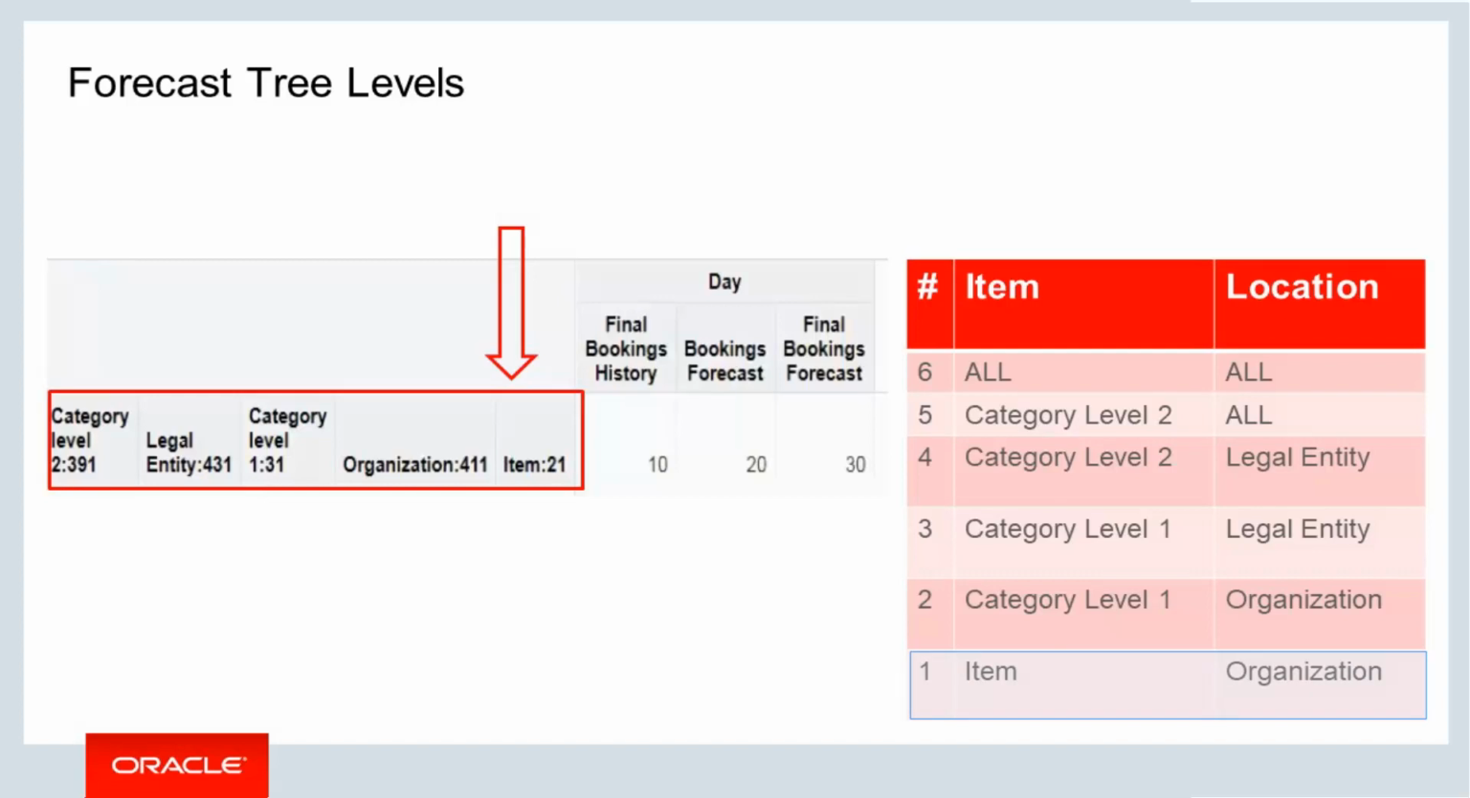Since we reached the most inner right side of the layout, it means our forecast tree is complete. As we can see, there are 5 effective forecast levels, starting from the minimum forecast level of item organization and all the way up to the maximum forecast level of item category level 2, all location level. The order of the levels in the forecast tree is important. If you change the order of levels, it will result in a change of the forecast tree.